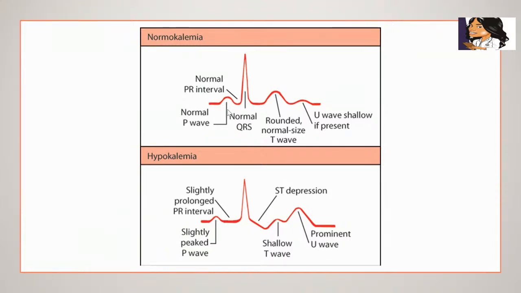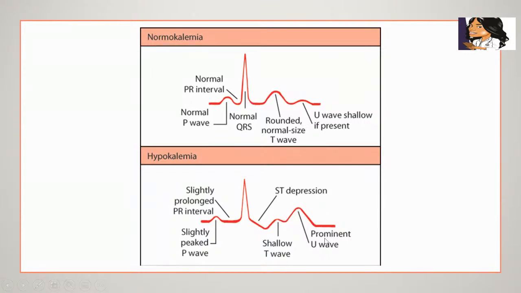You have that beautiful normal QRS. You have a rounded normal T wave, and a shallow U wave if present. Well, if someone has hypokalemia, look at it. It has a slightly peaked wave, a slightly prolonged PR interval, ST depression, a shallow T wave, and a prominent U wave.